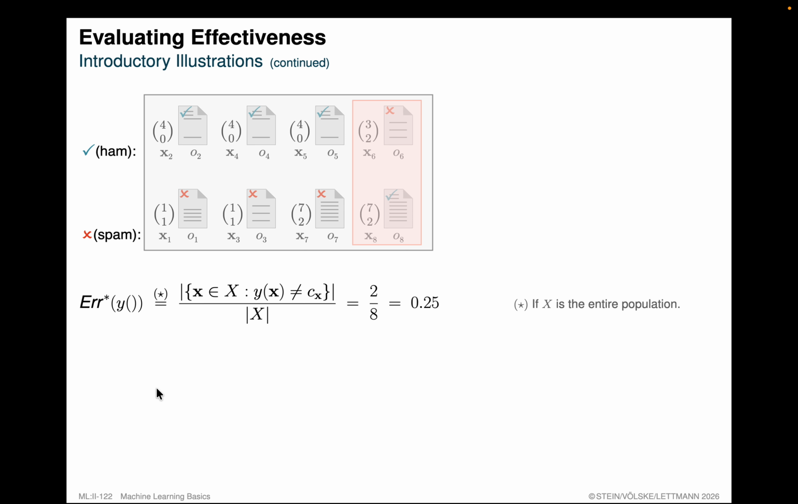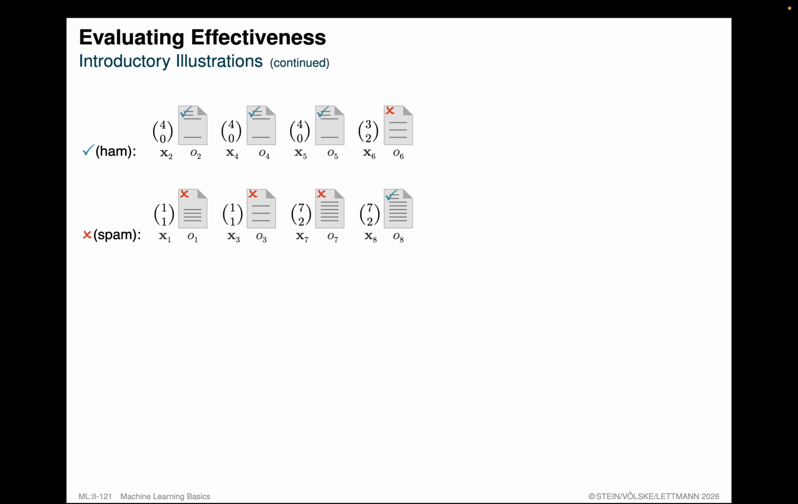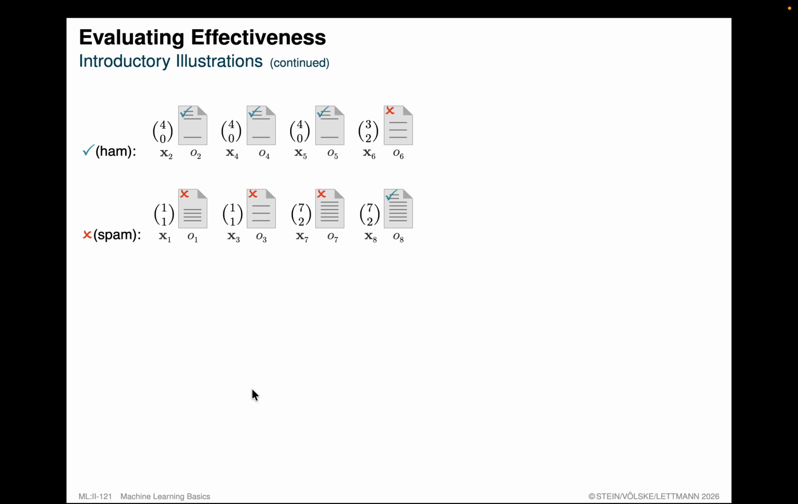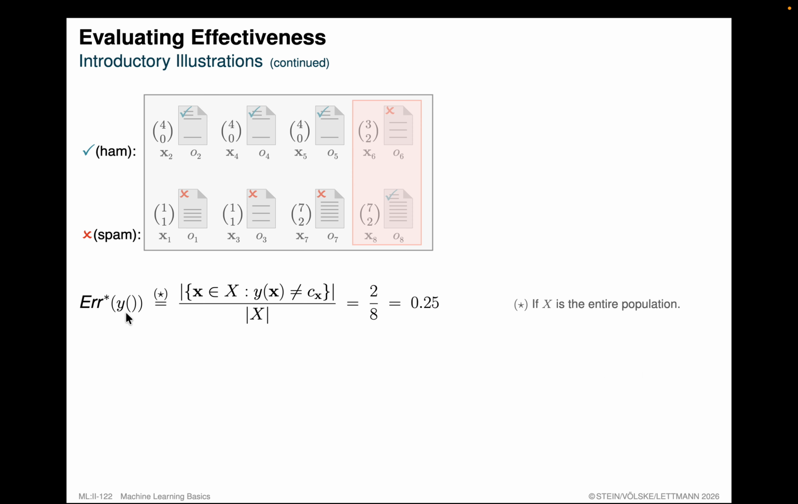It is important here that this error function, and this is also why it gets the star, to mark it as something as the true error function. This error function here is over the entire set of objects that have been mapped to our feature space. So this is the feature space, this is the multiset of features, and if this is the entire set of objects in the real world, then this is the true error of our model function.